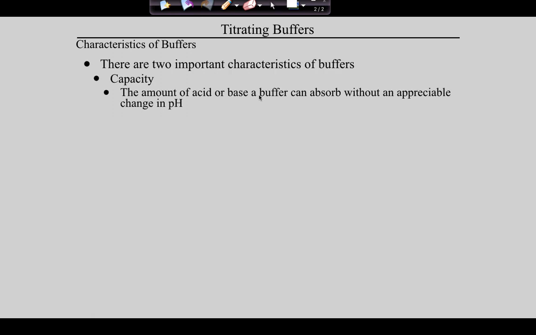And guys, the answer is, first of all, the capacity of a buffer. So when we talk about buffers, there are 2 additional things you need to understand, and one is capacity. So guys, when we talk about the capacity of a buffer, and as you're writing this down, skip down 3 lines. We are talking about the amount of acid or the amount of base that a buffer can absorb. As it says in the statement, we mean absorb without an appreciable change in pH, because that's what buffers do.